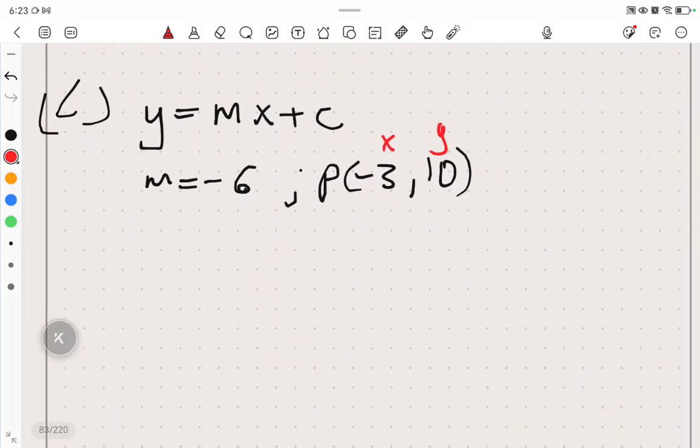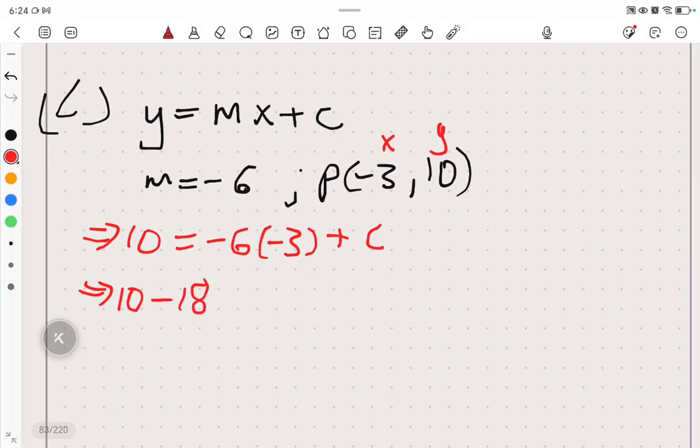You see, right? Then this would imply that 10 will be equal to minus 6, x is minus 3, plus c. Now we're looking for c. Then this would imply that, so minus 6 times minus 3, I think it would be minus 18. Yeah, it would be 18, right? Then we'll have 10 minus 18, which is equal to c. And this would imply that c is equal to minus 8.